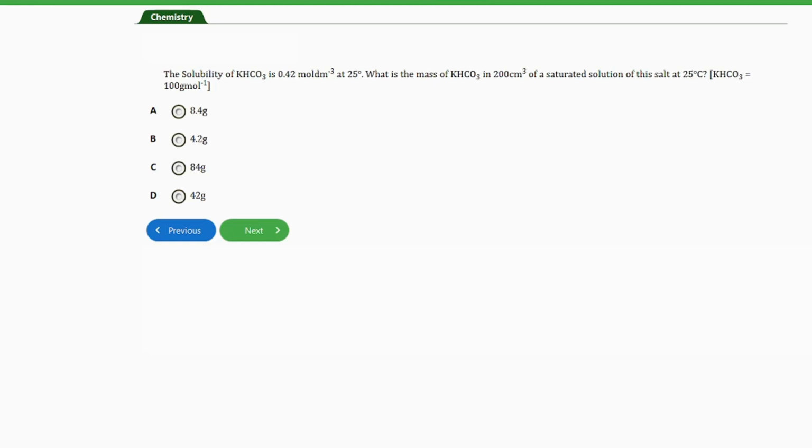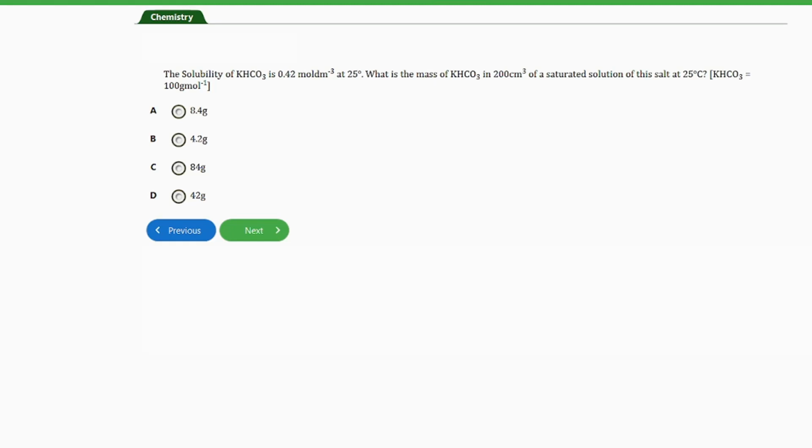So guys, without wasting much of our time, we are going to start with the first question. Question number 1. It says, the solubility of potassium hydrogen trioxocarbonate 4 is 0.42 moles per dm cube at 25 degrees. What is the mass of potassium hydrogen trioxocarbonate 4 in 200 cm cube of a saturated solution of the salt at 25 degrees Celsius? So we have here that potassium hydrogen trioxocarbonate 4 is given as 100 gram per mole.